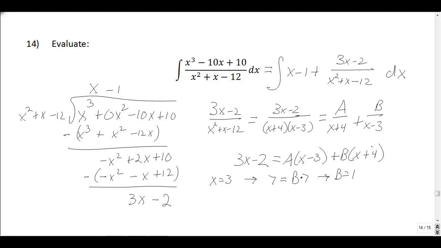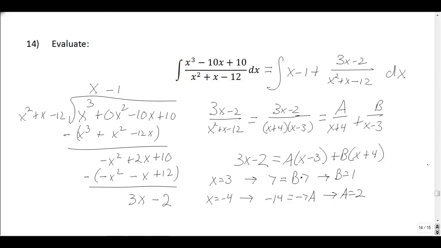Then to make x plus 4 0, I plug in x equals negative 4. 3 times negative 4 is negative 12. I get negative 14. Negative 4 minus 3 is negative 7. So I get minus 7a. And then the b term is 0. Divide both sides by negative 7. And you get a equals 2.